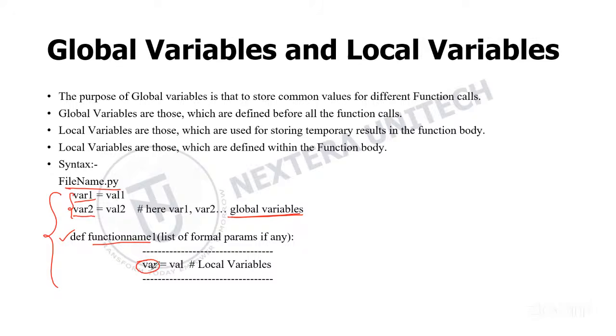And here var, this variable, is defined in this function only, so it is accessible only inside this function. So this is a local variable. This is the difference between global and local variables. Some important points to remember: local variables have the higher priority.